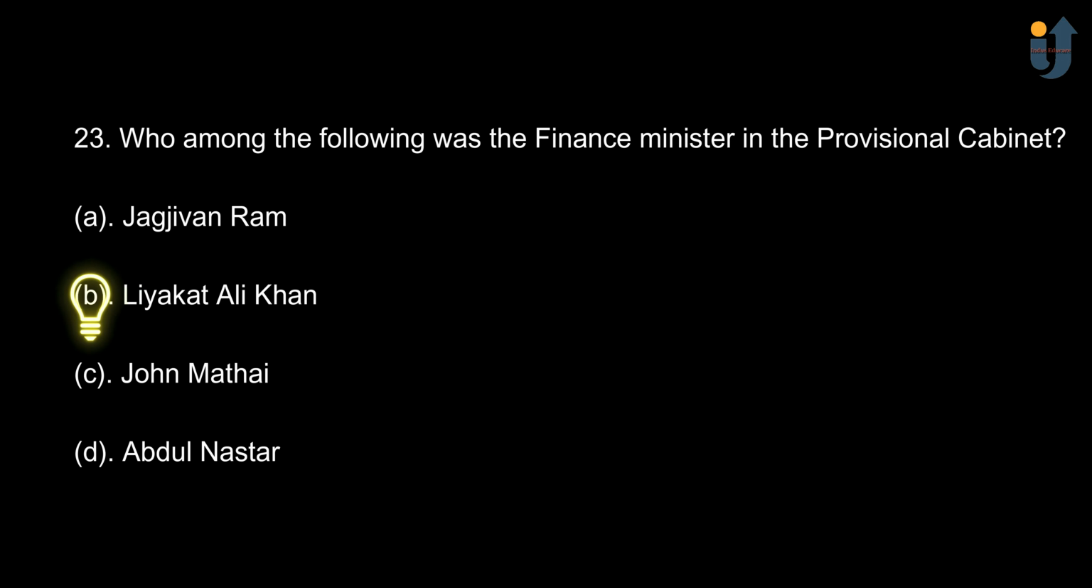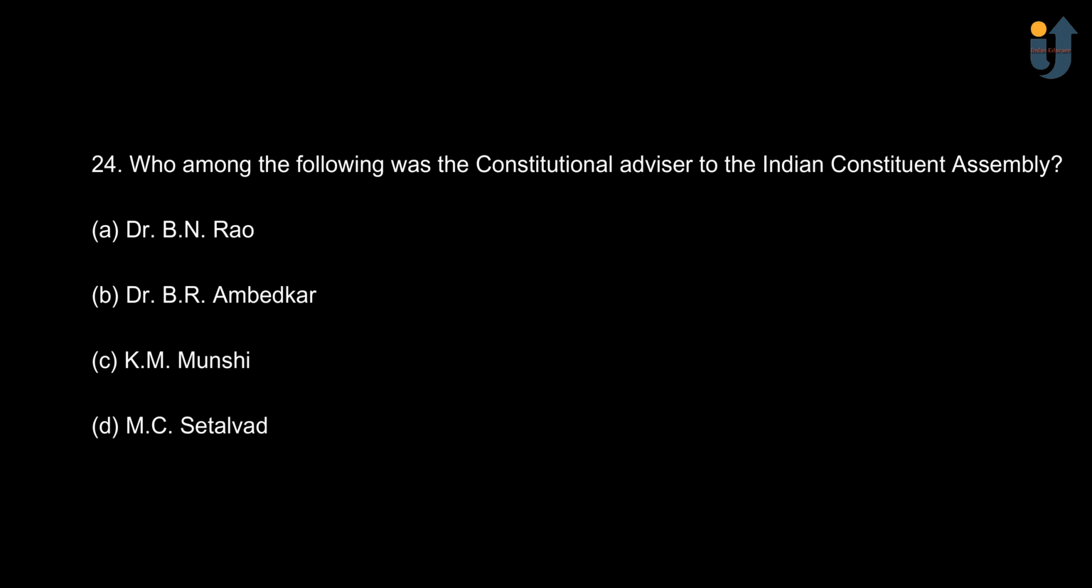Next, who among the following was the constitutional advisor to the Indian Constituent Assembly? Option A, Dr. B. N. Rao. Option B, Dr. B. R. Ambedkar. Option C, K. M. Munshi. And option D, M. C. Setalwad. The correct option is option A, Dr. B. N. Rao.